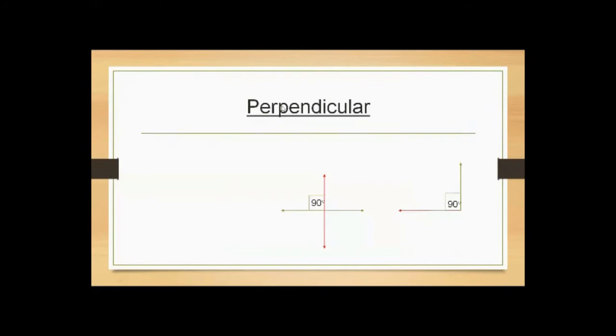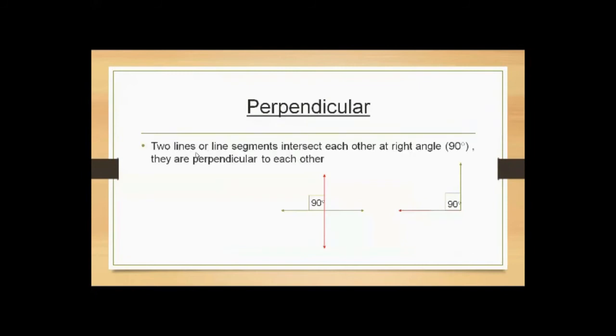Now what are perpendiculars? Two lines or line segments that intersect each other at a right angle, meaning 90 degrees, are perpendicular to each other. Symbolically, it is denoted by this symbol. This symbol is used for perpendicular lines.